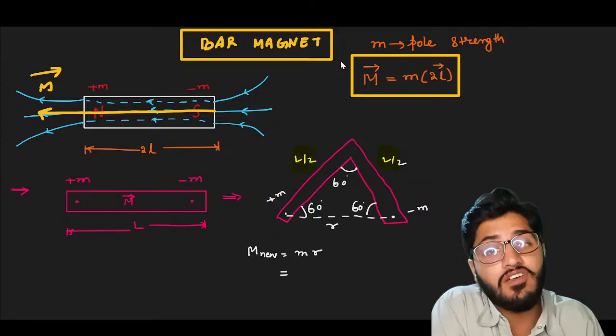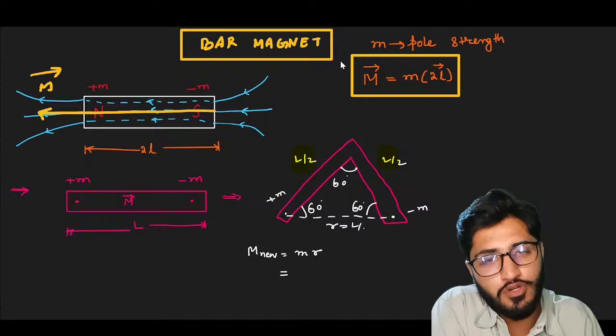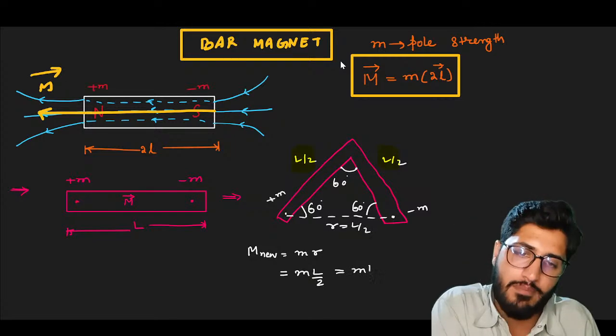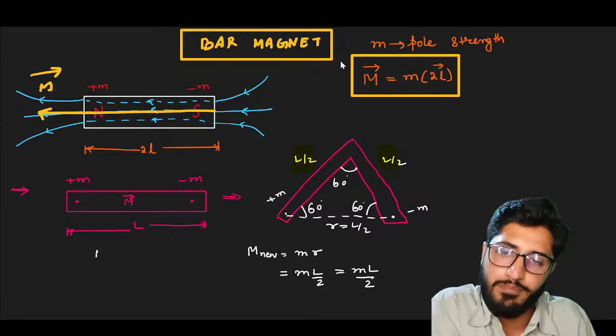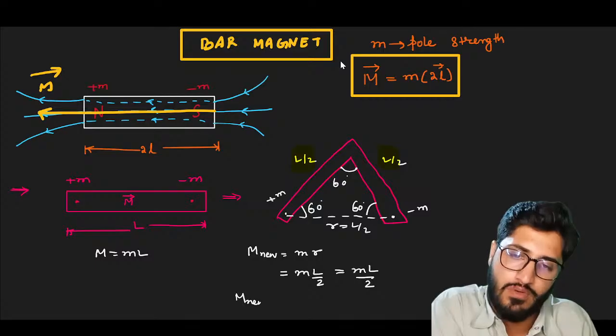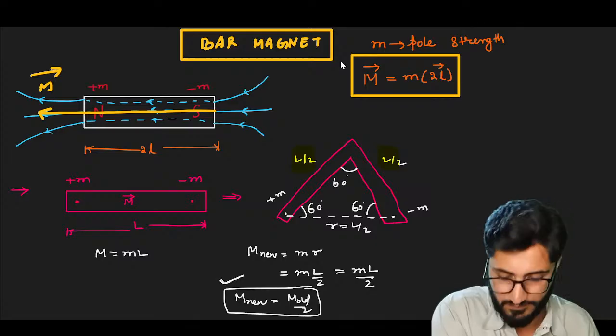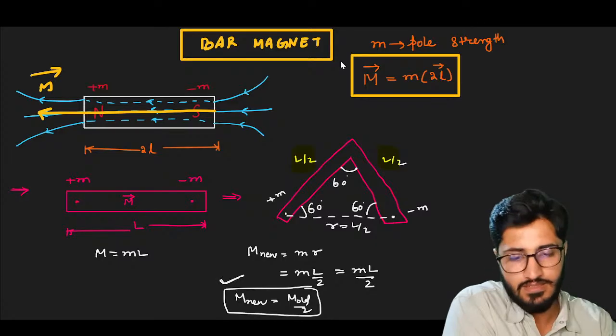So this could be 60 now. So we are having the equilateral triangle. So R came out to be L by 2. So it is M L by 2. Previously, my M is how much? It is ML only. So can I write now M new is equal to M old divided by 2. Done?